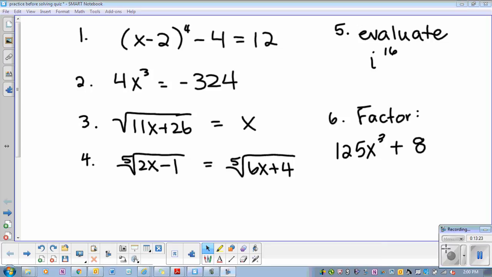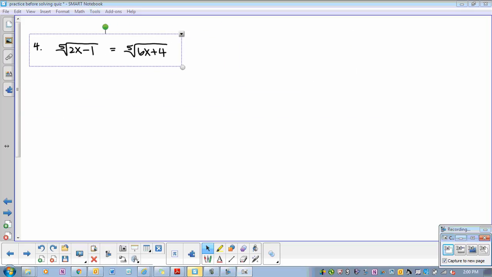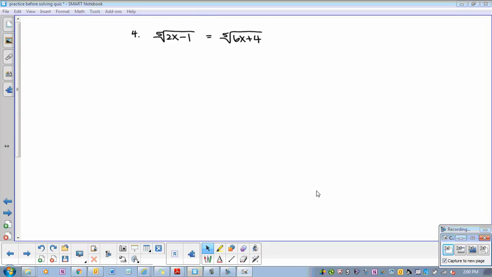Let's try number 4. I really like problems like number 4 because they actually look really crazy, but they're a lot easier. Okay? So number 4, if you have 2 roots, right? You should have one on the left side of your equal sign and one on the right side of the equal sign. Okay? This one, already done. Okay, it's good to go.